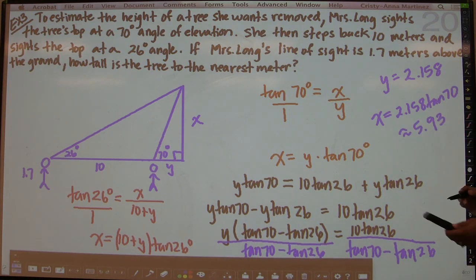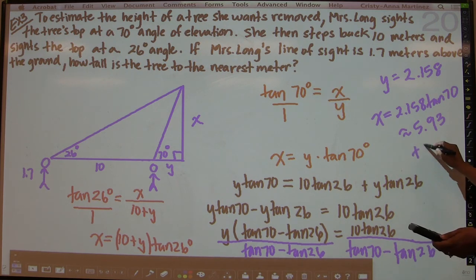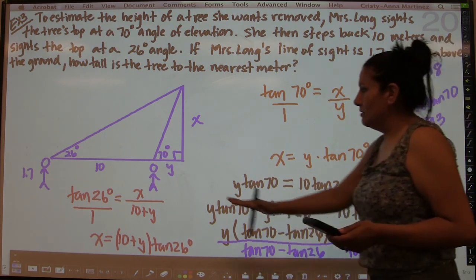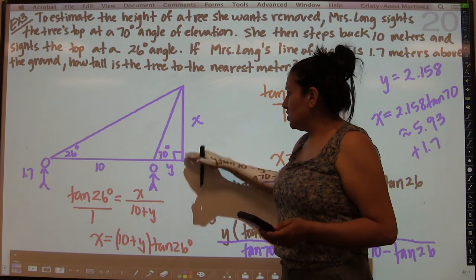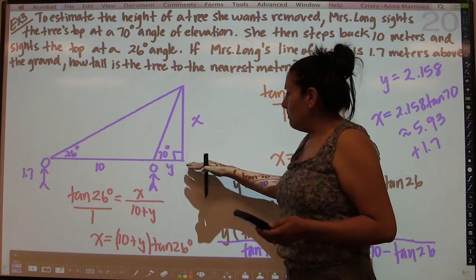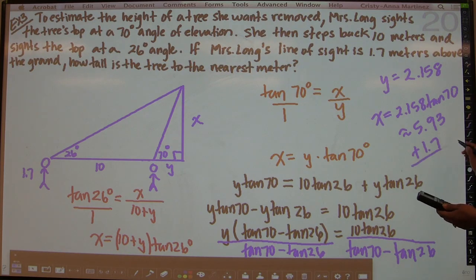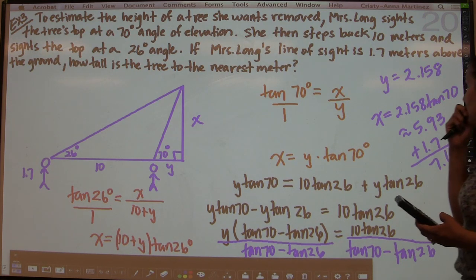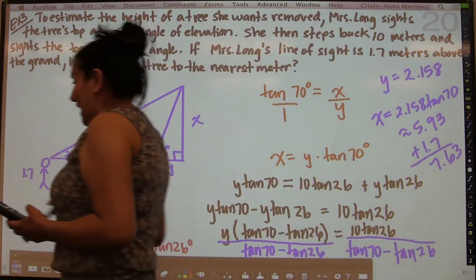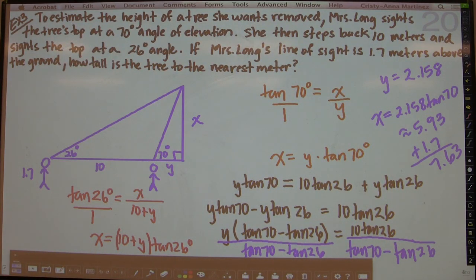5.93. Okay, but to that, I'm going to add the 1.7 because this is just the distance from her line of sight, but we need to add the 1.7 meters of her height. So at the end of the day, plus 1.7, we get 7.63, or if you round it to the nearest meter, it's going to be 8 meters tall. Our tree is about 8 meters tall. So I hope that made sense to you.